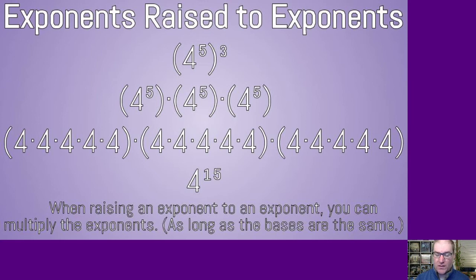And I did that for each 4 to the 5th, and then this just goes back to what we saw earlier. When you have a bunch of 4s being multiplied or a bunch of x's being multiplied, just count them all up, and that's what exponent you can use to shortcut this. So 4 to the 5th power, in parentheses, raised to the 3rd power, is really just 4 to the 15th power. So our shortcut here is that when you're raising an exponent to another exponent, you can multiply those numbers. 5 times 3 is 15, so this problem really is just 4 to the 15th power.